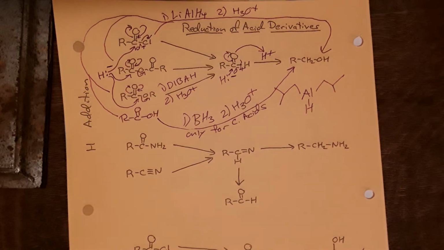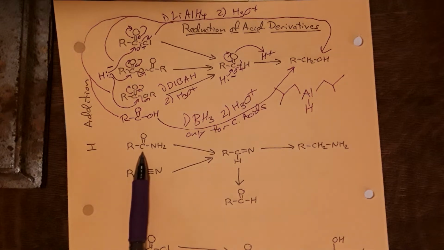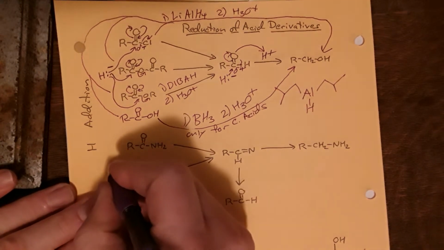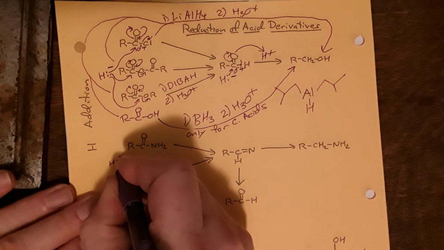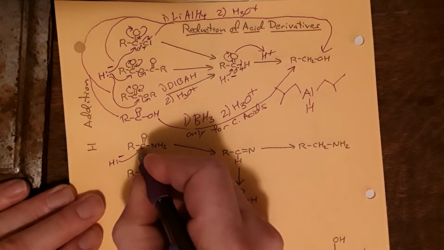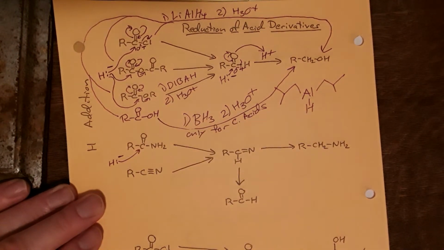There are two acid derivatives that contain nitrogen that can also be reduced. We have the amide functional group and we have the nitrile. So if we add a hydride as a reactant for both of those, we can do the same exact thing.